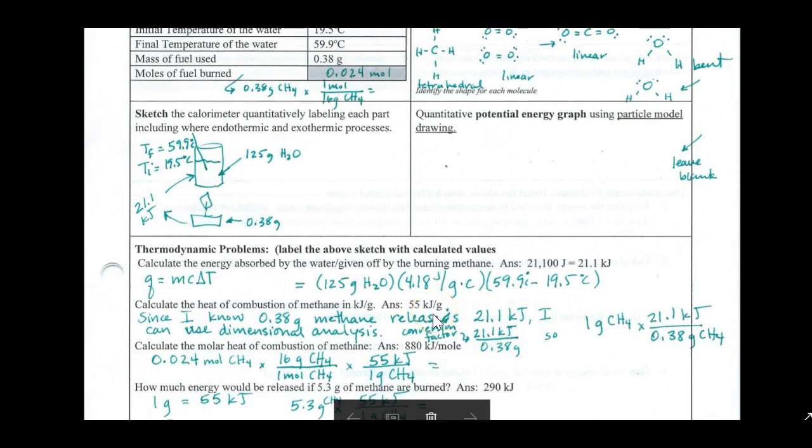So now I want to know the molar heat of combustion. Remember, heat of combustion is how much energy 1 gram releases. Molar heat of combustion is how much energy 1 mole releases. So I'm given how many moles I have over here. I can do a straightforward mole to gram conversion and use this value here to determine how many kilojoules of energy are released, and it is then this here.